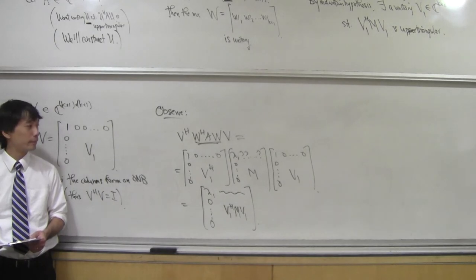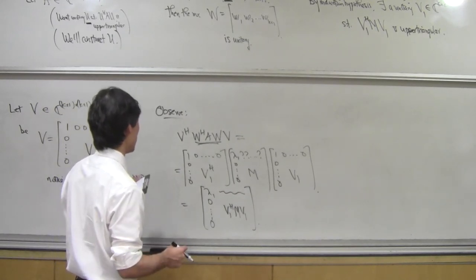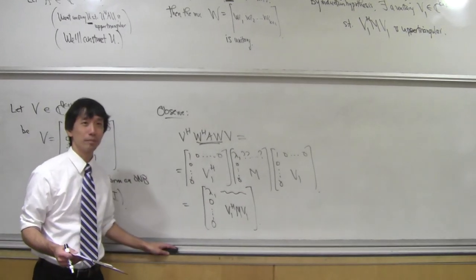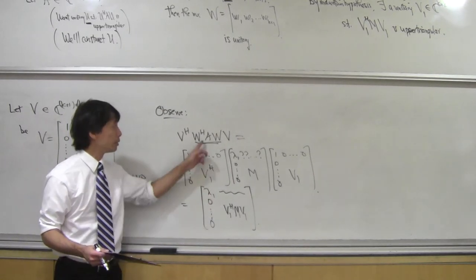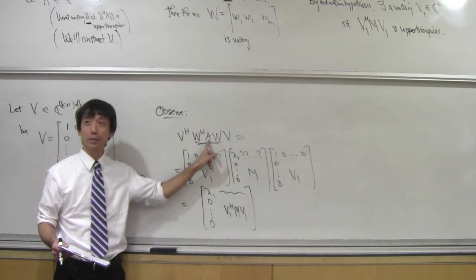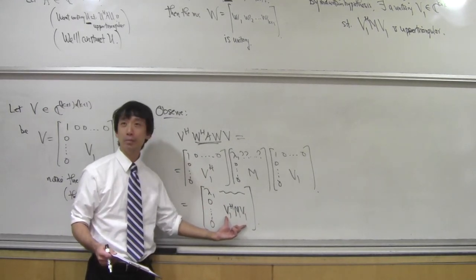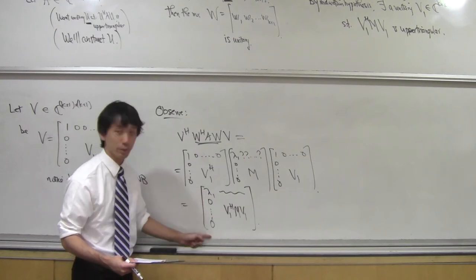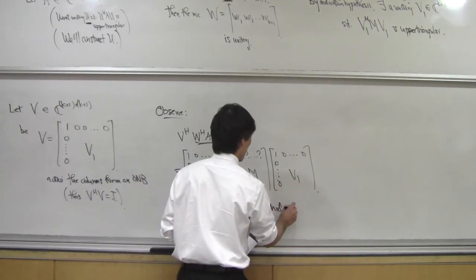Wait, why do you write stuff when the question marks turn into zeros? Do they turn into zeros? I'm not sure. It doesn't matter. Why doesn't it matter? Because remember our goal: we're trying to turn A into an upper triangular matrix, right? And see what happens. What do we know about V1^H M V1? It's upper triangular, right? And so that lower block is upper triangular, and we've got lambda 1, 0, 0, 0 here, and so the whole thing is upper triangular, right? So this thing is upper triangular.